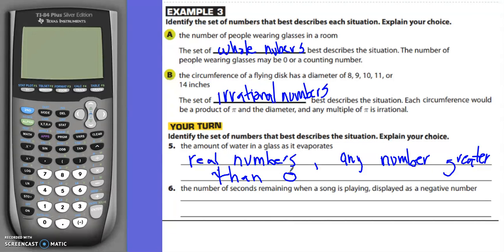Okay, the last one. The number of seconds remaining when a song is playing, displayed as a negative number. Well, this is also going to be a real number. And same thing here. I can't be specific whether it's rational or irrational. It just has to be any number less than 0.